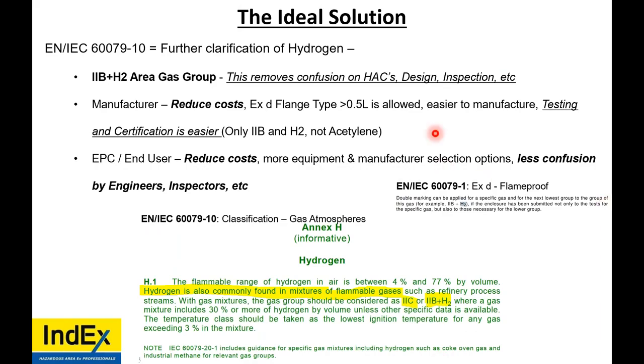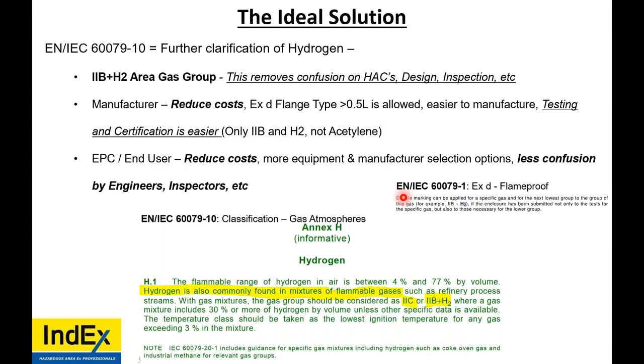Okay, what is the ideal solution? Well, 6079-10.1, once again, here down in the information, many end users and EPCs are now integrating that the gas group should be considered 2C or 2B+H2. If you have no acetylene, there's your answer, the most ideal answer. It removes the confusion for the hazardous area classification, for design and selection, for inspection.